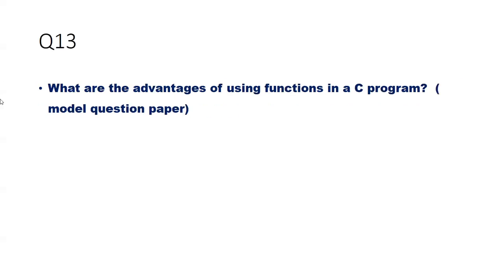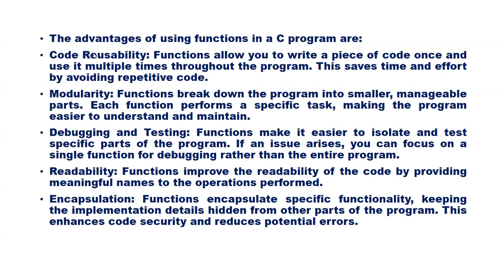What are the advantages of using functions in a C program? The advantages are, first, code reusability. The function allows you to write a piece of code once and use it multiple times throughout the program. This saves time and effort by avoiding repetitive code. Second, modularity. Functions break down the program into smaller, manageable parts. Each function performs a specific task, making the program easier to understand and maintain.